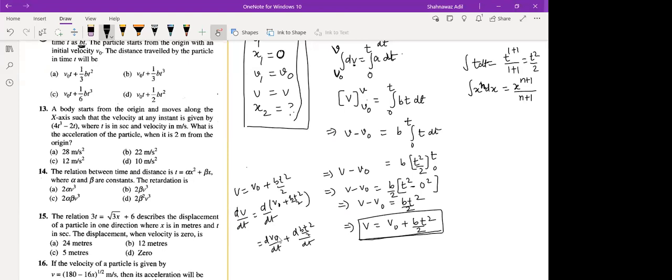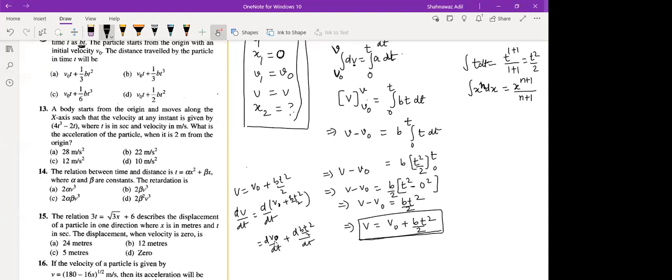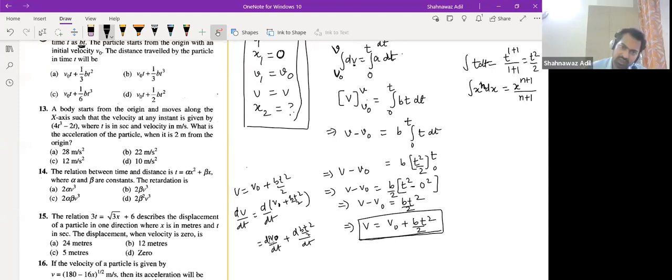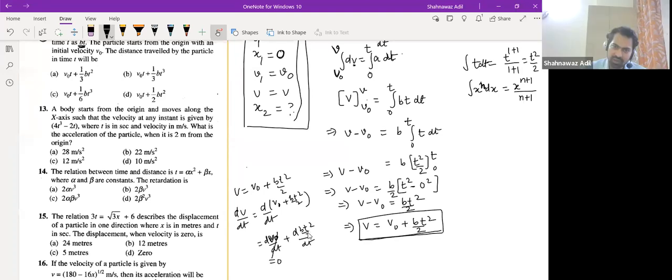This v naught is constant. So what is the differentiation of a constant quantity? Rishita, what is the differentiation of a constant quantity? Yes, Rishita, 0. Right? So this is 0.